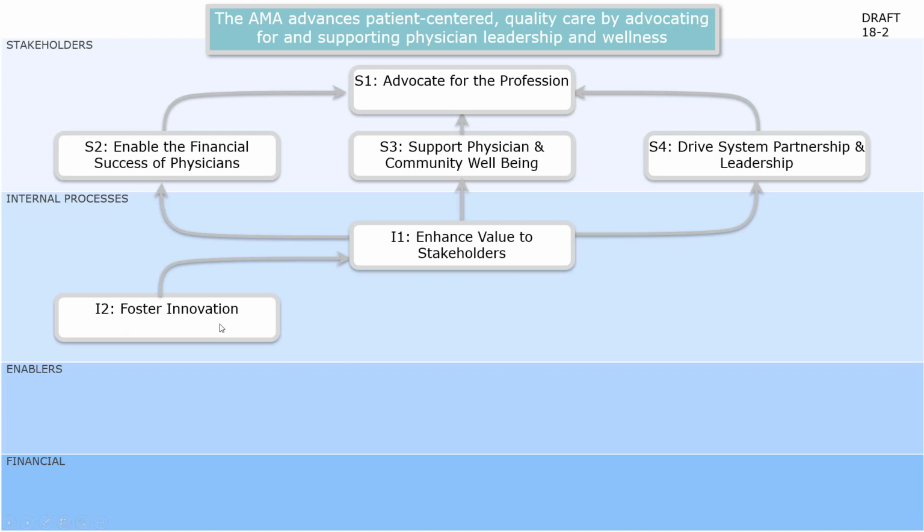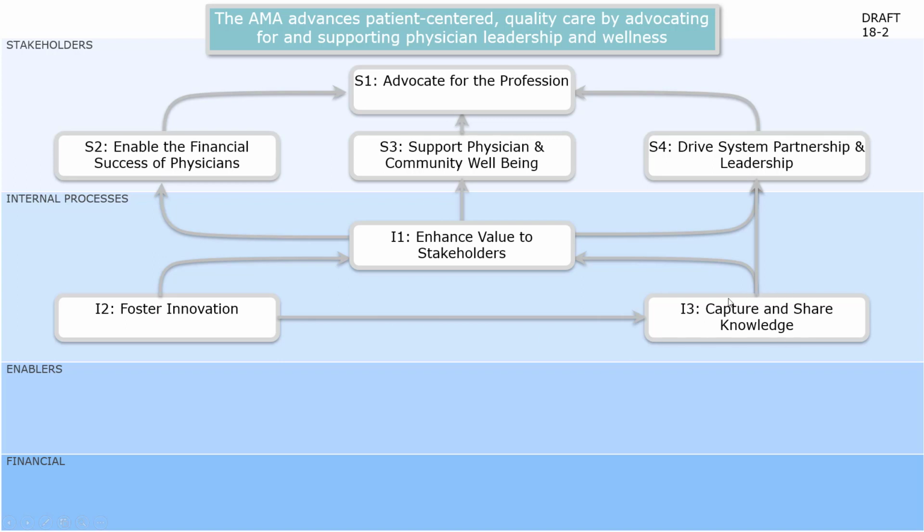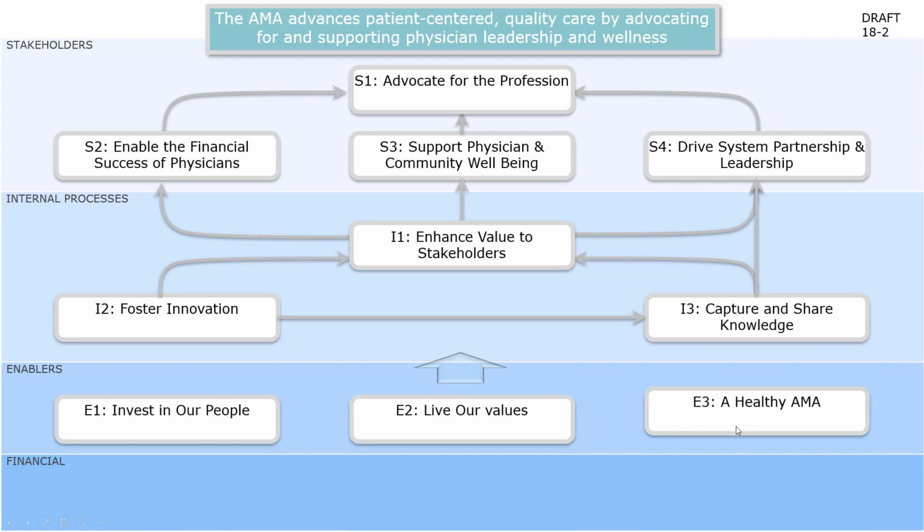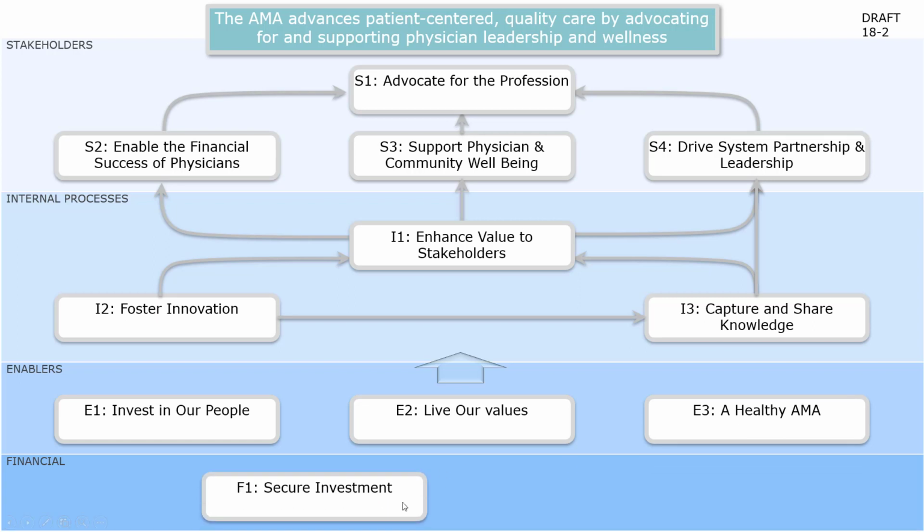Thing one is we need to foster innovation. And thing two is capture and share knowledge. So if we capture and share knowledge, that will help us enhance value to shareholders, and it will help us foster innovation. Now, if we foster innovation, that will support capturing and sharing knowledge. And if we capture and share knowledge, that will support driving systems, partnership, and leadership. And then underpinning all of this are the objectives of invest in our people, live our values, and a healthy AMA. And then underpinning that is secure investment and ensure financial stewardship.